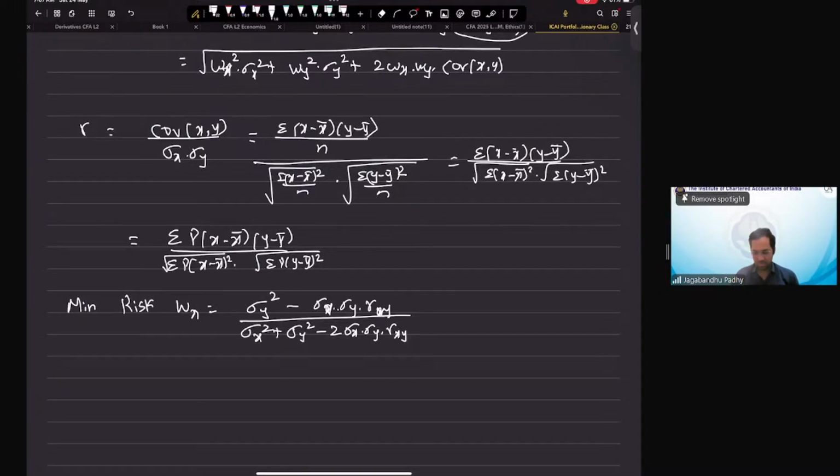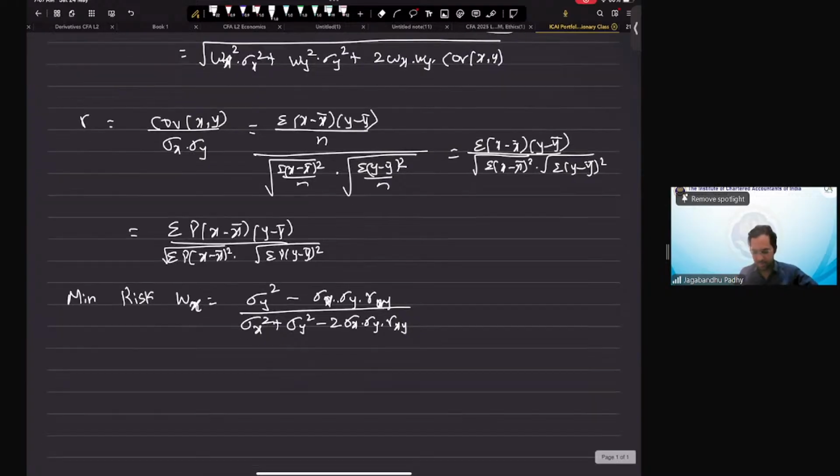Okay, so the minimum risk weightage of x is this particular formula which I have already covered. Now, this was about the Markowitz basics fundamentals. Let me just quickly recap the Markowitz again.